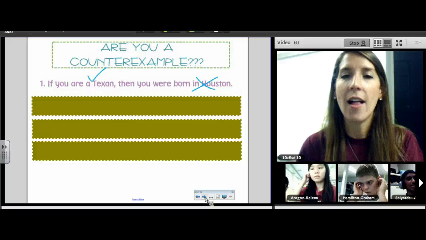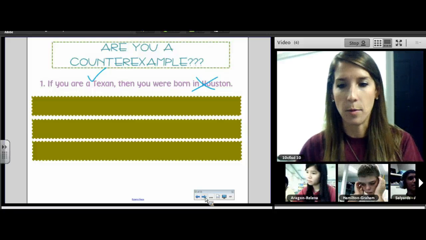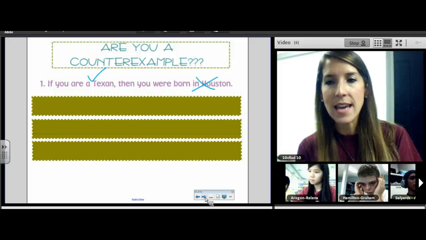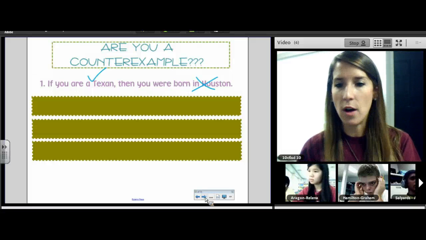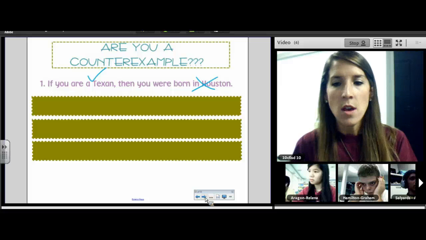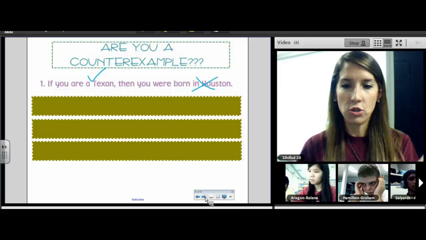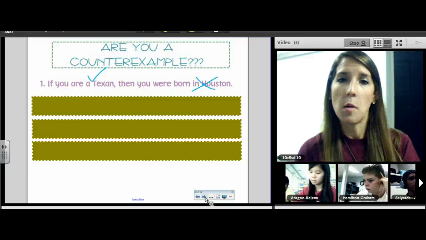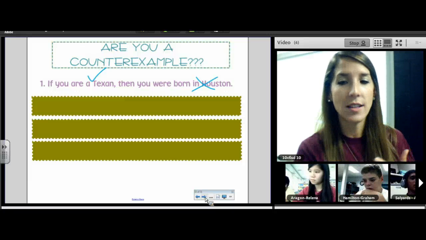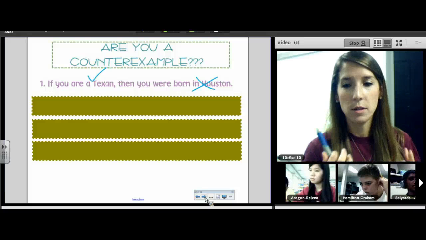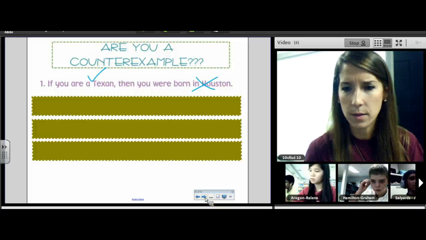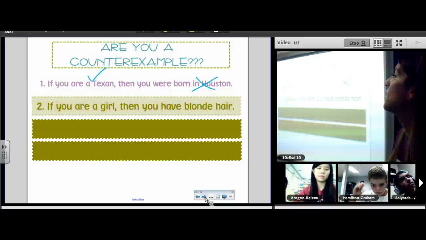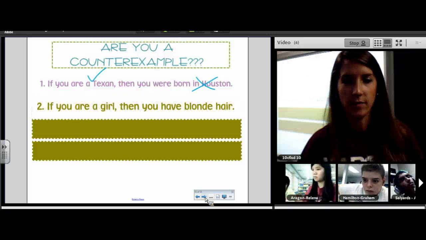If you were born in California, would you be a counterexample? No, because you make the beginning false and the end false. That's not a counterexample. A counterexample is when the first part's true and the second part is false. So someone born in Dallas, someone born in San Antonio, someone born in Austin, those would be counterexamples. Okay? Next one. If you are a girl, then you have blonde hair.